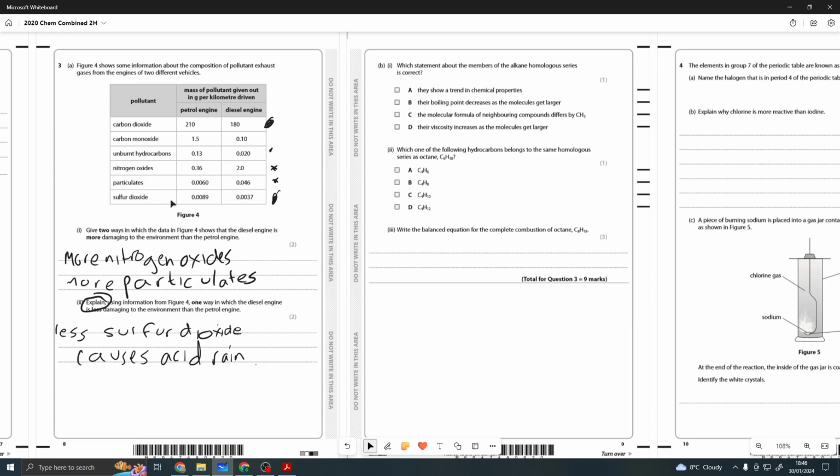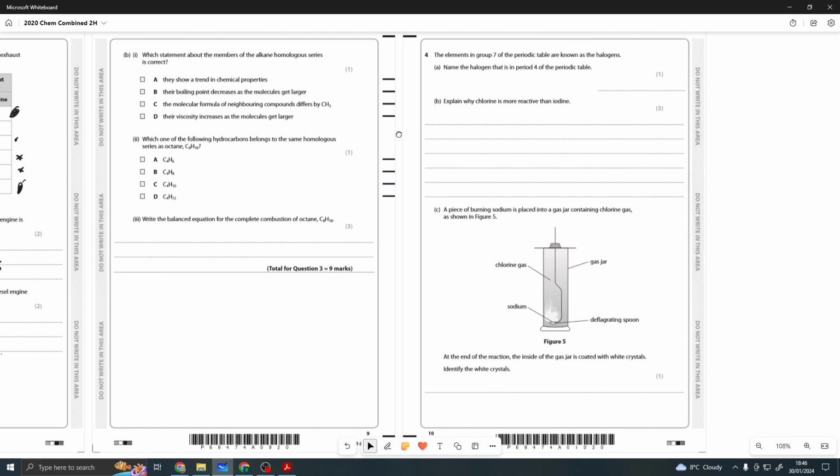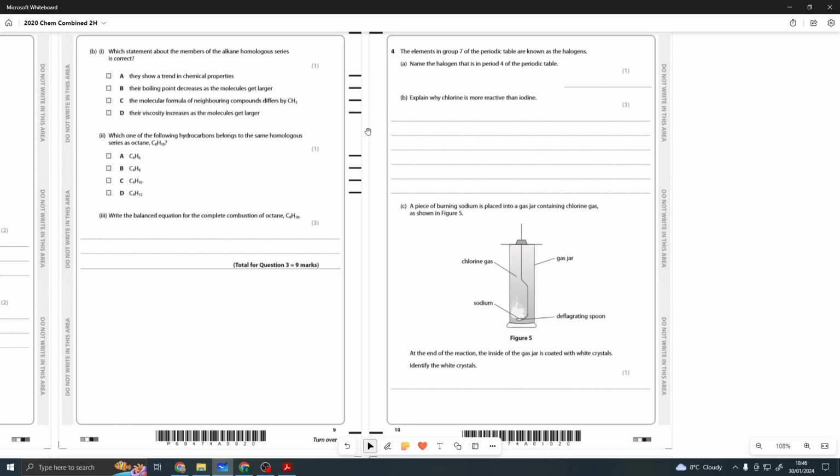Now, which statement about the members of the alkane homologous series is correct? Do they show trending chemical properties? Well, they all have the same chemical properties. They're in a homologous series. Their boiling point decreases as the molecules get larger. That's wrong. It's the other way around. The molecular formula of neighbouring compounds differs by CH3.